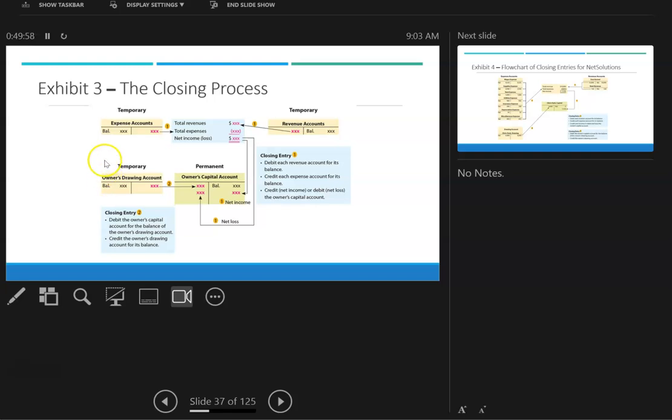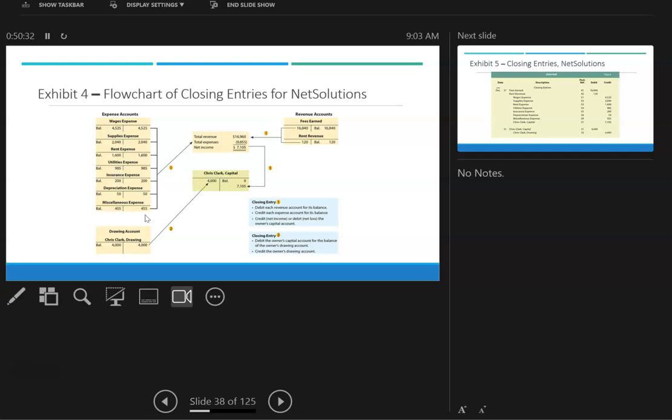We're also going to take any drawings the owner has made during the period, which has a normal debit account, and we'll credit that and debit that to the owner's capital account. In essence, think of the statement of owner's equity. That's what we're doing there, aren't we? We're showing the net income flows back to the owner's equity, and we're showing the drawings reduce the owner's equity account.